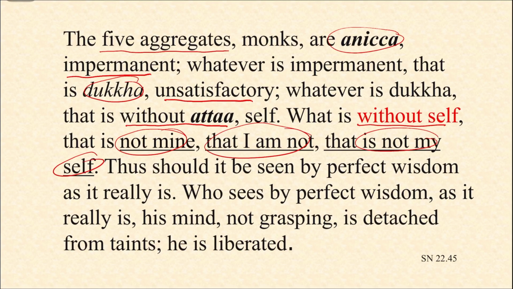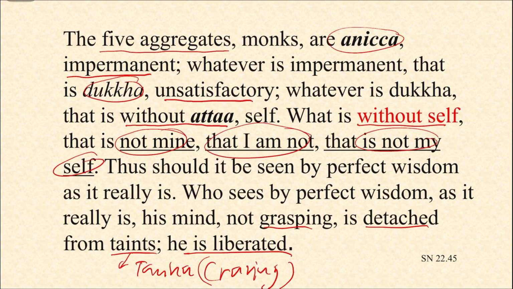The Buddha wants us to see the five aggregates as they really are. One who sees by perfect wisdom as it really is, his mind not grasping, is detached from tanha, and he is liberated. Tanha is craving. If we really see, as the Buddha mentioned, that the five aggregates are impermanent, then we will not cling on: this is mine, this is I am, this is myself. This is the perfect wisdom as it really is.